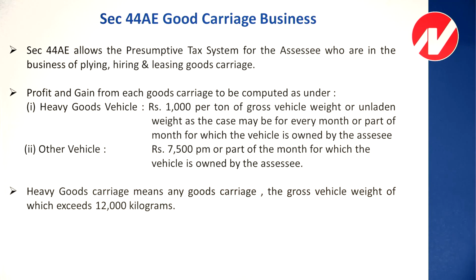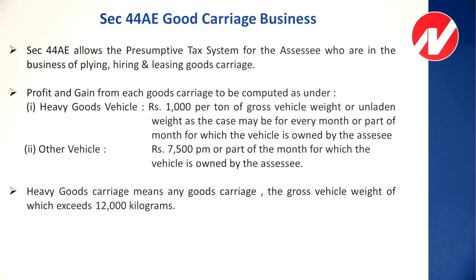The question arises, what is heavy goods vehicle? The heavy goods vehicle means any goods carriage, the gross vehicle weight of which exceeds 12,000 kilogram. 12,000 kilogram means 12 tons. I am repeating, 12,000 kilogram means 12 tons. Now, if you have 3 heavy goods vehicles of 15,000 kilogram and 4 other vehicles, then 15,000 kilogram is equivalent to 15 tons. You have to compute your income to be 1,000 multiplied by 15, 15,000 rupees per month for 3 trucks or part thereof. And for another 4 other trucks, you have to take 7,500 rupees per month or part thereof.